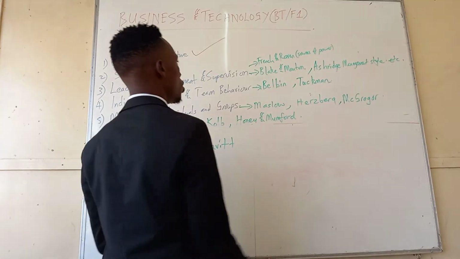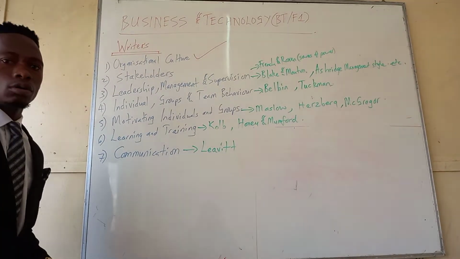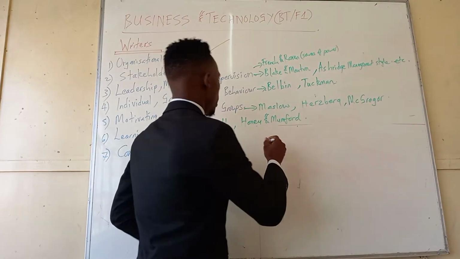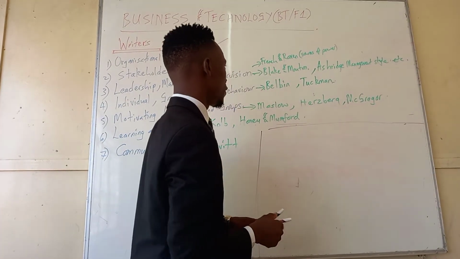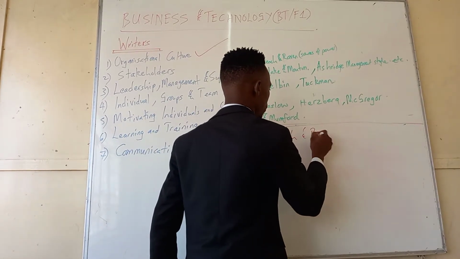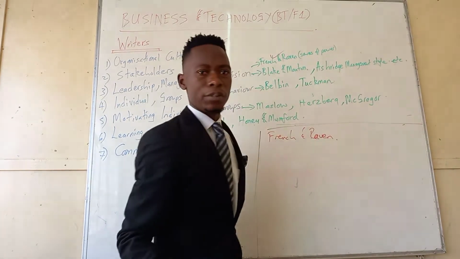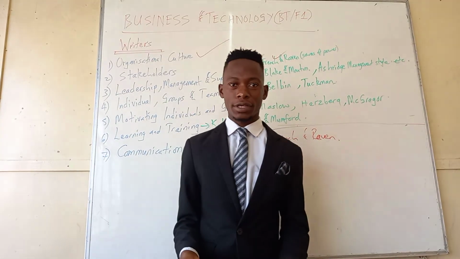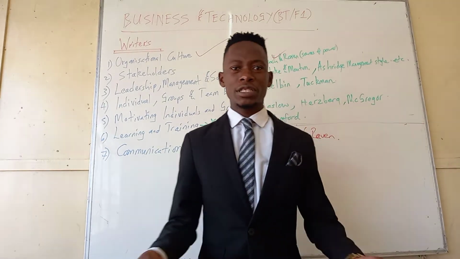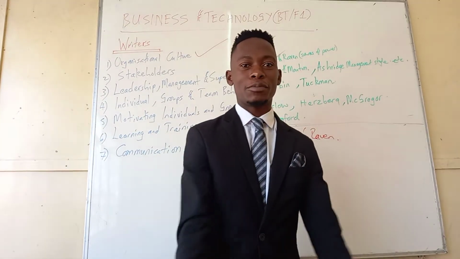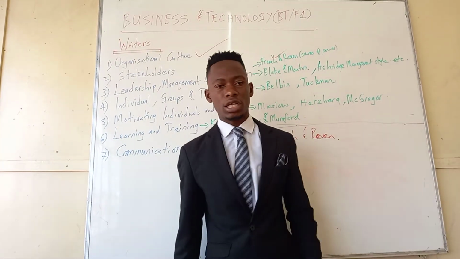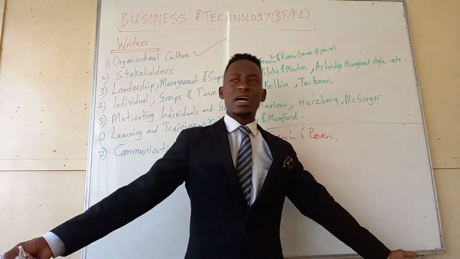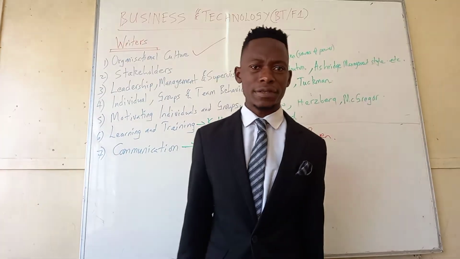Leadership, management, and supervision. On leadership now, some might have power. At the workplace, people do have different power. French and Raven talked about the sources of power. Someone might have the reward power. What's the reward power? The ability to reward someone. You can tell employees that you need to perform this task, and if you achieve it, we will reward you, we will increase your salaries. That means you have reward power. If you are able to reward employees, you have the reward power.